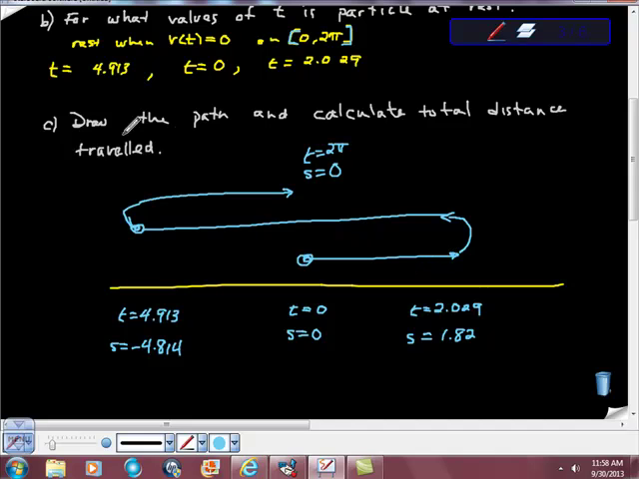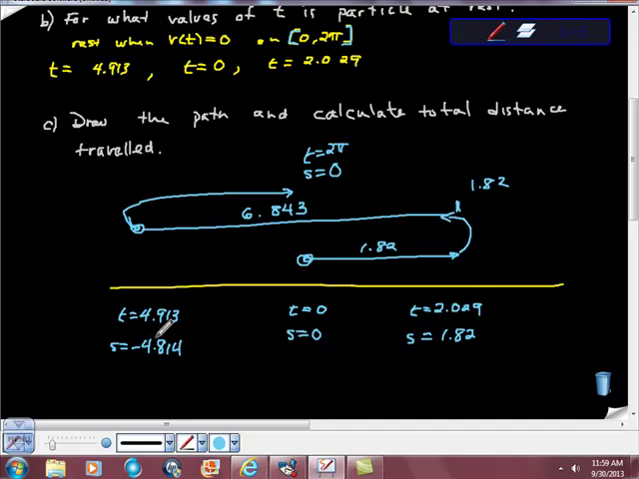It says, draw the path. So here's my path, and calculate his total distance. Well, his total distance here is 1.82, isn't it? From 0 to 1.82 is 1.82, right? But remember, now he's at 1.82, and he's traveling all the way back to negative 4.814, and that's a total distance here of 6.843, right? Because he travels 1.82 to get this far, and then he travels an additional distance of this.